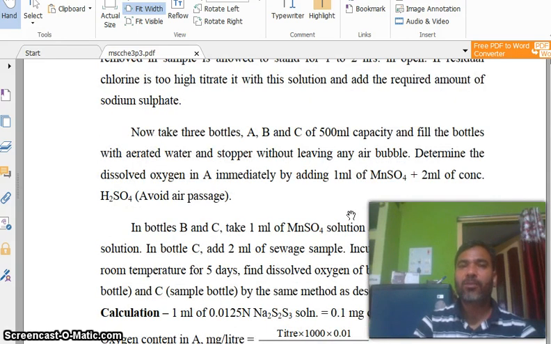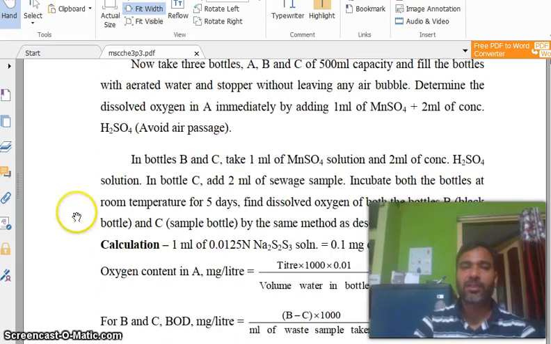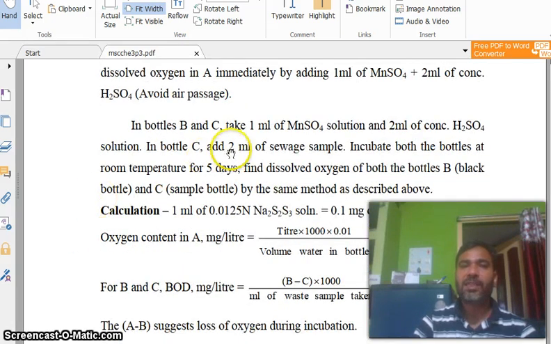Now take 3 bottles A, B, C of 500 ml capacity and fill the bottles with aerated water and stopper without leaving any air bubbles. Determine the dissolved oxygen immediately by adding 1 ml of manganese sulfate, 2 ml of concentrated sulfuric acid. In bottles B and C, take 1 ml of manganese sulfate solution and 2 ml of concentrated sulfuric acid solution. In bottle C, add 2 ml of sewage sample.